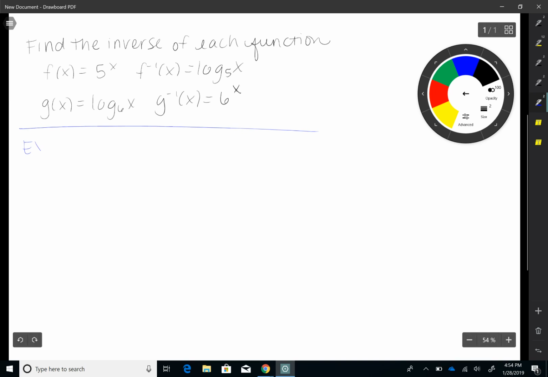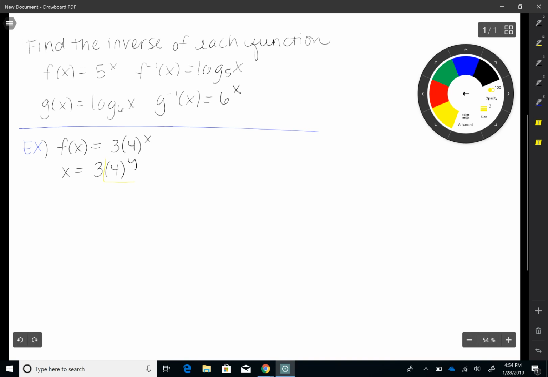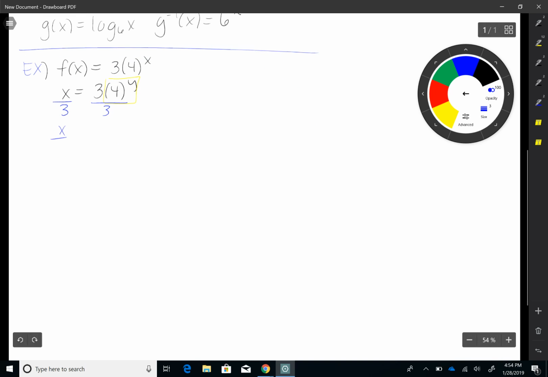Okay, so let's start with an example that's a little more involved. So how about I have f of x equals 3 times 4 to the x. First thing I do is switch x and y. So this is going to be x equals 3 times 4 to the y. Then I want to get my base and exponent by itself, so that 4 to the y. So I need to divide by 3. And so I'm going to have x over 3 equals 4 to the y.